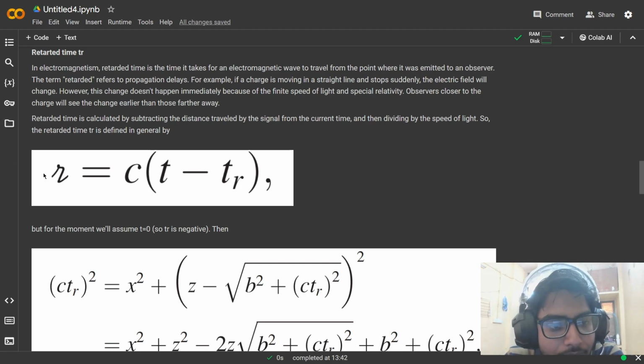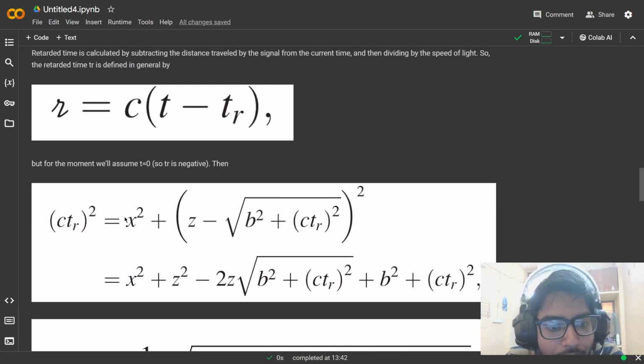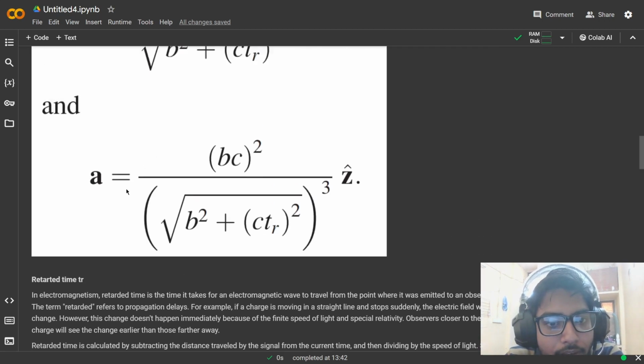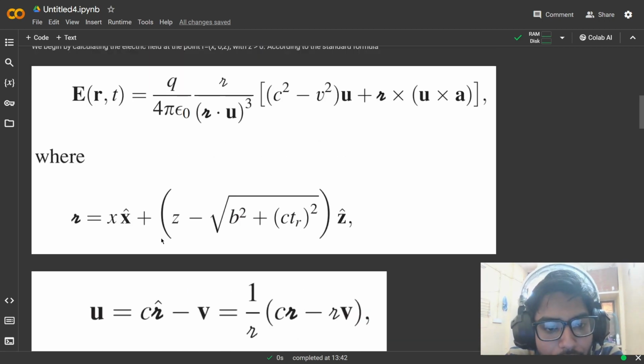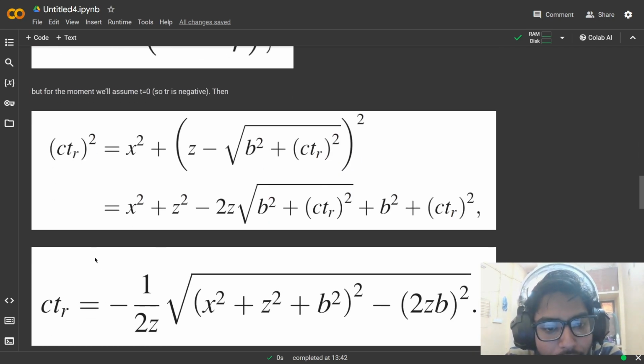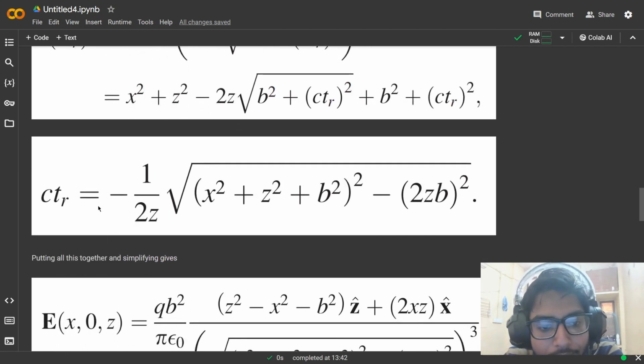It means r is the distance traveled by the electromagnetic wave divided by the speed of light. So from this we calculate this, we equate this r. This is one equation of r, and here is another equation of r, and we equate these two equations, and then we get ct_r, which generally gives us the value of the retarded time.